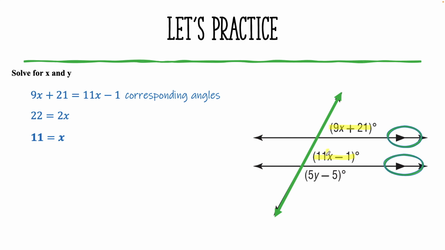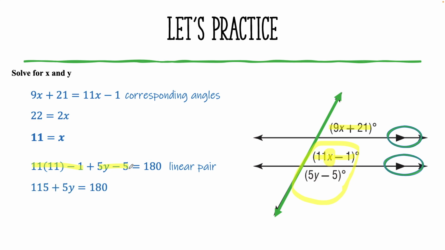So we're going to take that 11 and plug it right back in here for this x. And then what do we know about these two angles? They're sharing a line, they share a side. Those are a linear pair or a line pair, so they add up to 180. So let's see, here's our top angle, and there's our bottom angle. Those add together to 180, and we can combine like terms. We'll subtract 115 from both sides, divide by 5, and you get y equals 13.